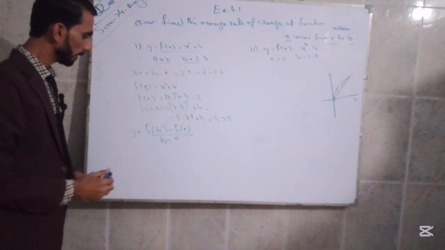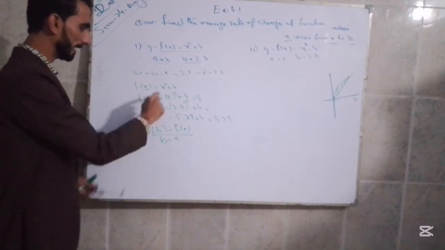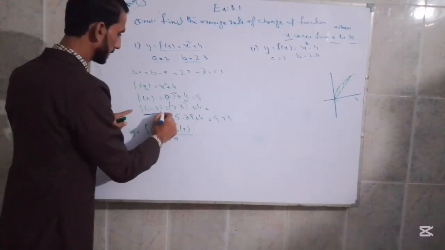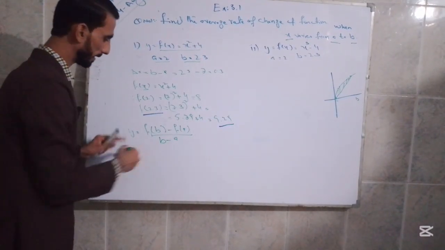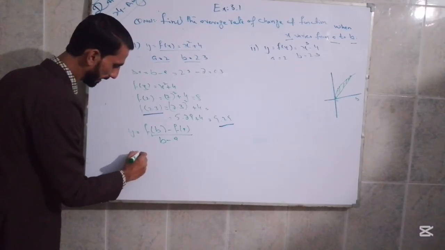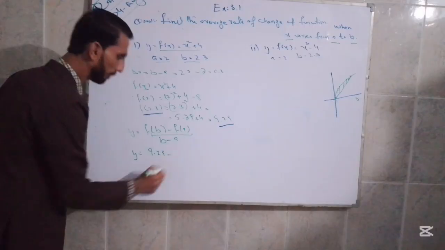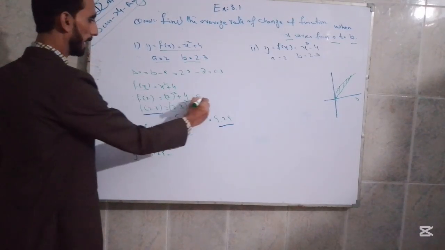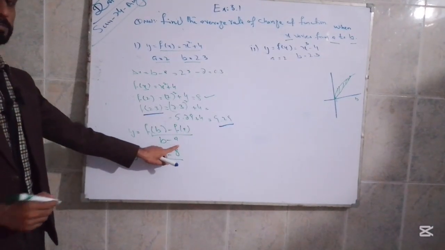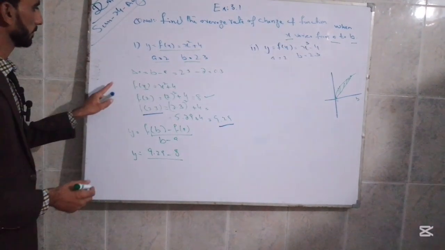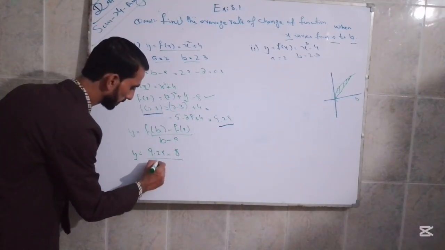Okay, now we have all the data given. f of b is what? f of b is 9.29. Put it here in this formula. y is equal to 9.29 minus this one. f of a is 8, upon b minus a. It means the difference of these points is what? We already found the difference of the points, 0.3.